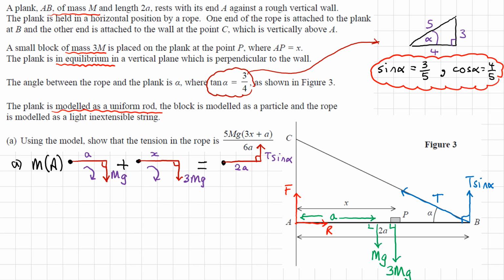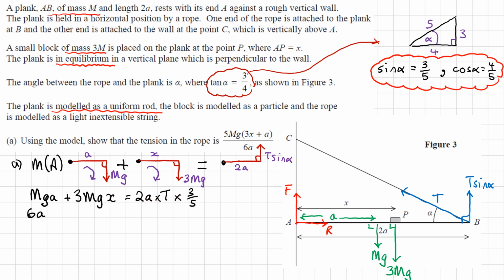So now we can write our moments equation, which is going to be mga plus 3mgx is equal to 2a times T sine alpha. Now remember, up here we said that sine alpha is 3/5, so I can change this sine alpha to 3/5. So let's write times by 3/5. And from here I want to make T the subject, so let's flip the equation around.